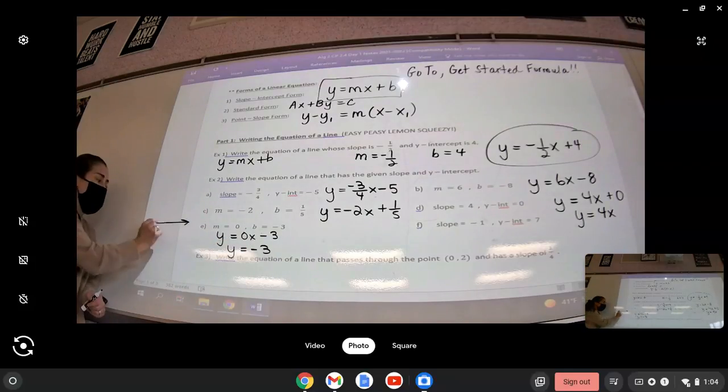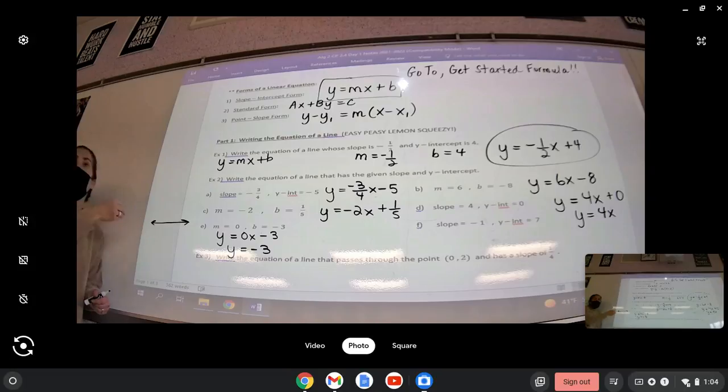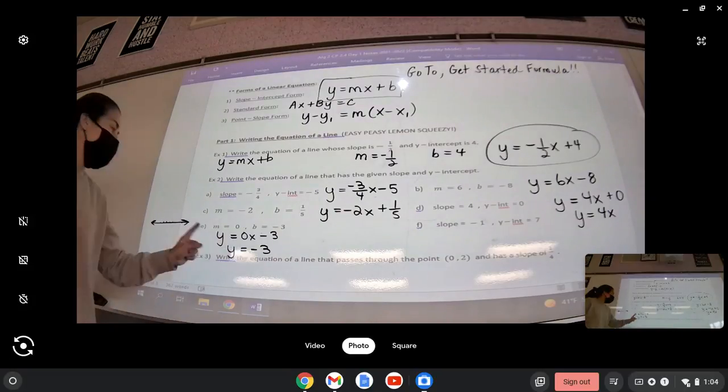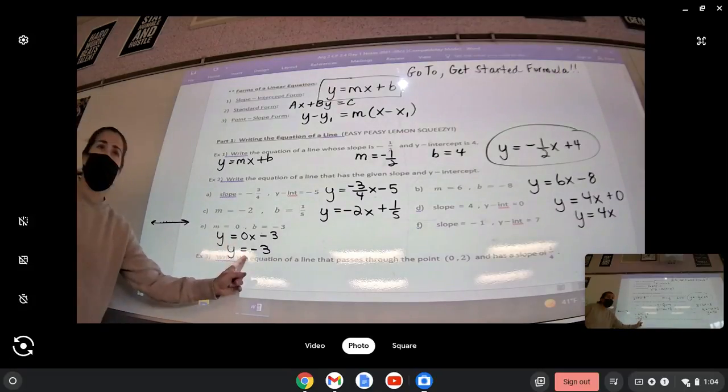And remember, on a horizontal line, it is the y-coordinate that never changes. So the equation just ends up being y equals whatever that y-coordinate was that never changed. So clearly on this line, every single dot had a y-coordinate of negative 3. That's what it means, okay? All right, so again, don't put that, put this.